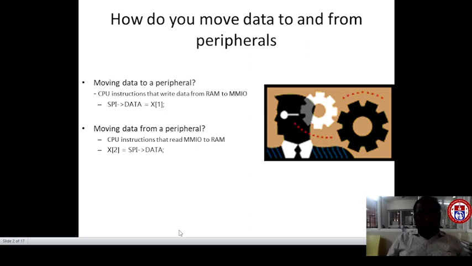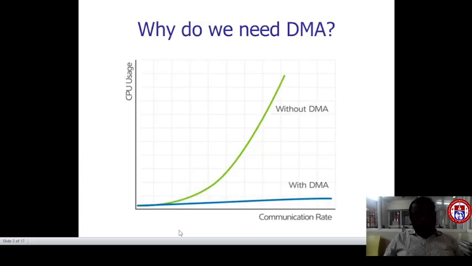So the purpose of direct memory access is to transfer the data without the intervention of the microprocessor or microcontroller. So why do we need DMA?